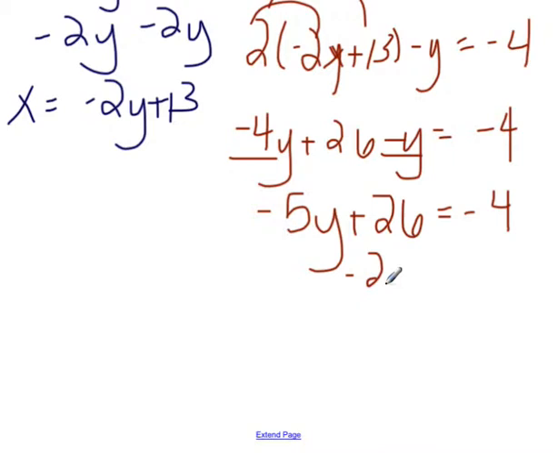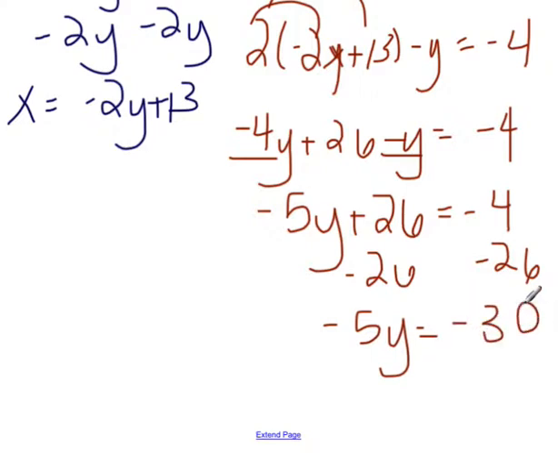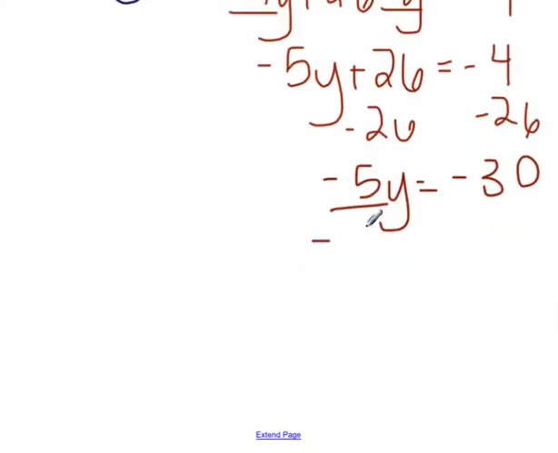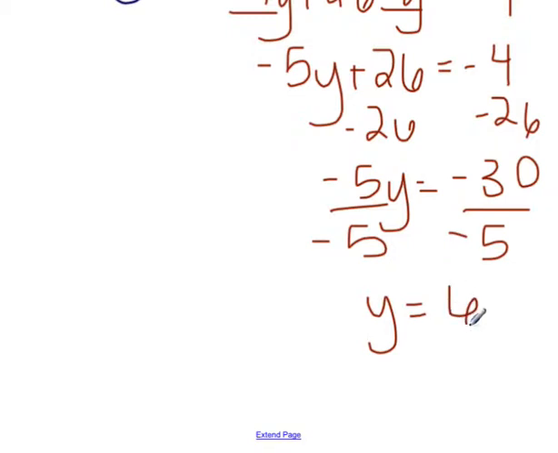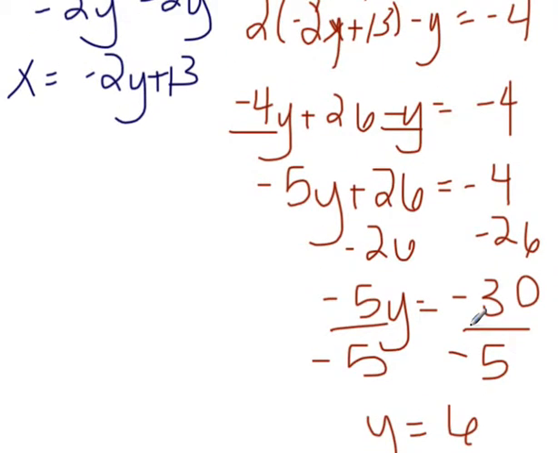So now I need to subtract 26 from both sides. And I get a negative 5y is equal to negative 4 minus 26, again, getting more negative. So that's going to be a negative 30. Divide both sides by a negative 5. Negative divided by negative is positive. 30 divided by 5 is 6. So now I know that y is 6.